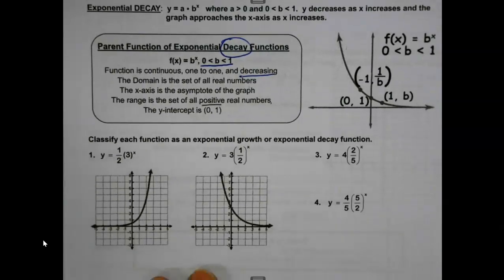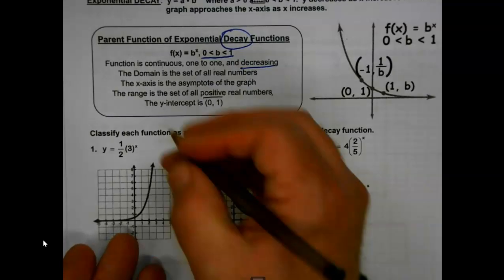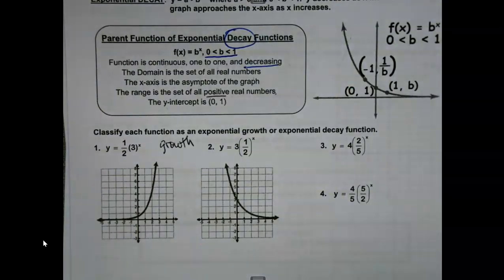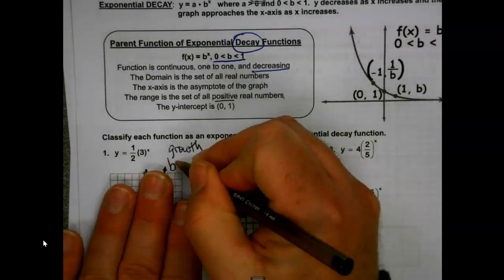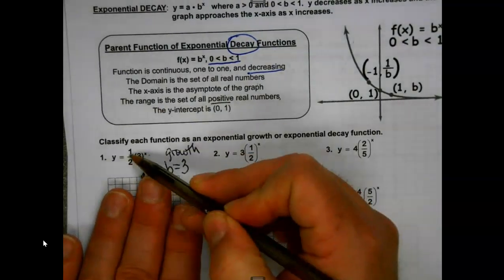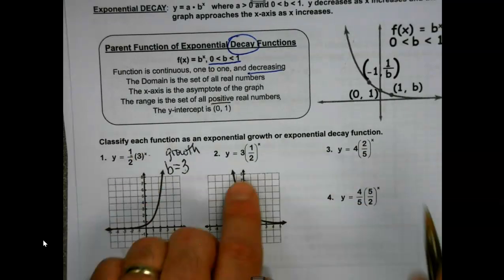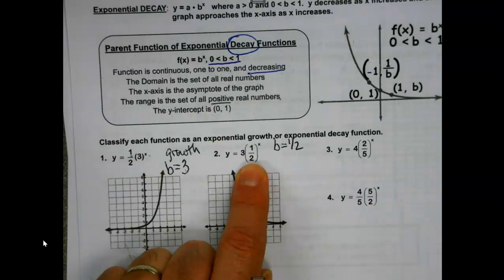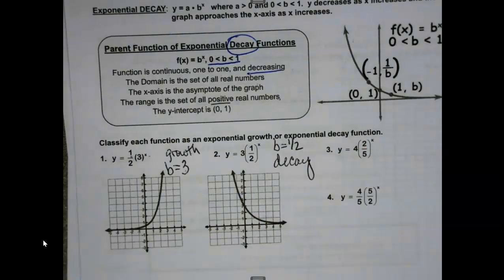So, classify the function as growth or decay. Now again, they gave me a picture here, so that kind of makes this easy. I can see it goes up to the right, so that's growth. But why is it growth? If I didn't have a picture, my b value is 3. It's the number being taken to the x power. This doesn't do anything for me on that part. If this is bigger than 1, it's growth. If the b value is between 0 and 1, that's going to be decay, even if I couldn't see the picture.